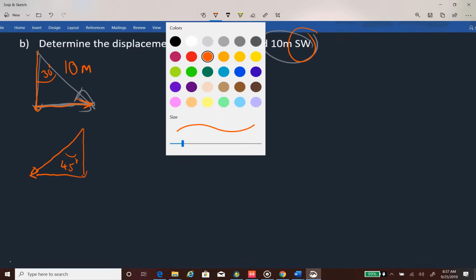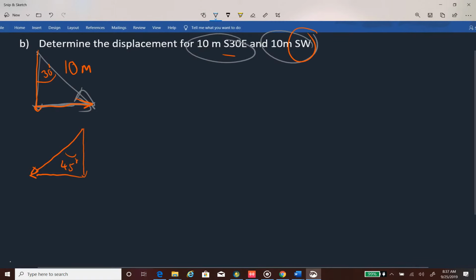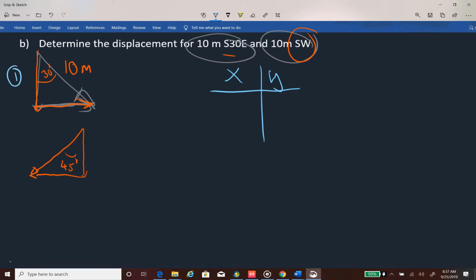Last time we talked about the vector component method, which means you add up the x's of each vector and the y's of each vector separately. So let's say I call this vector 1, call this one vector 2. I'm going to look for my x component and my y component for each vector. The x component for vector 1 is the opposite side.